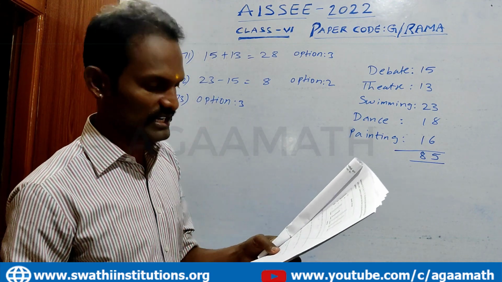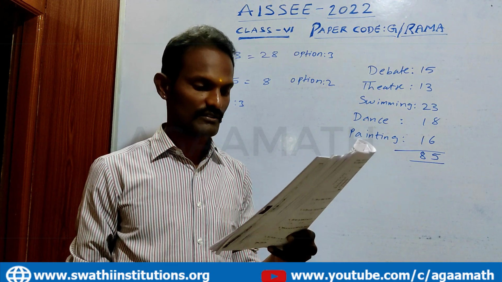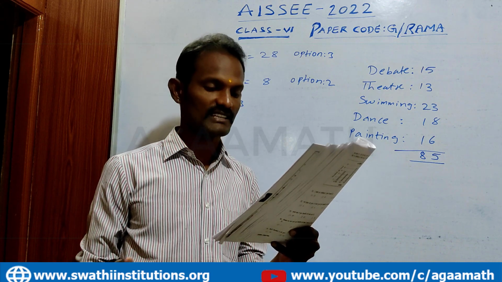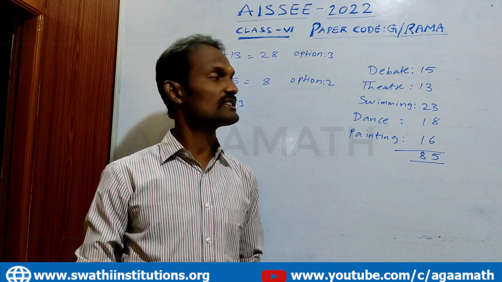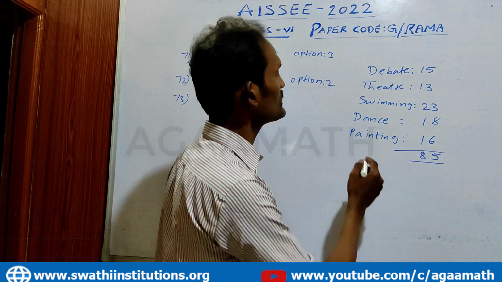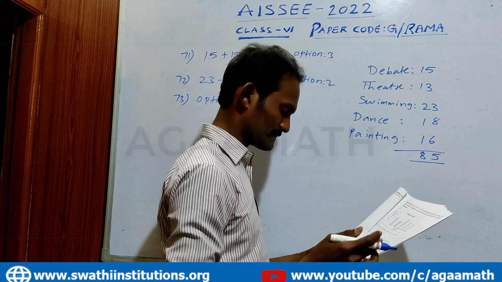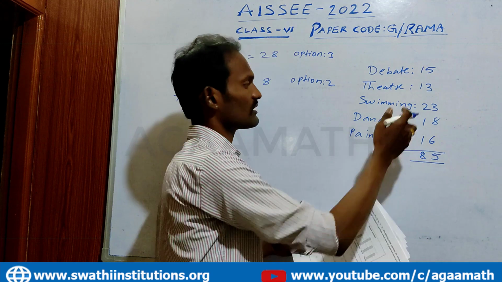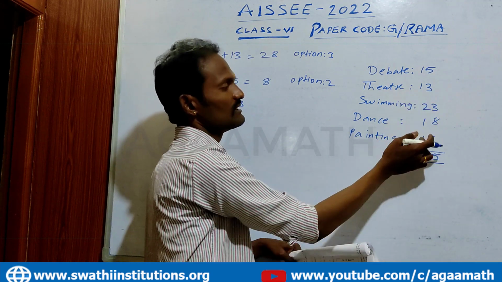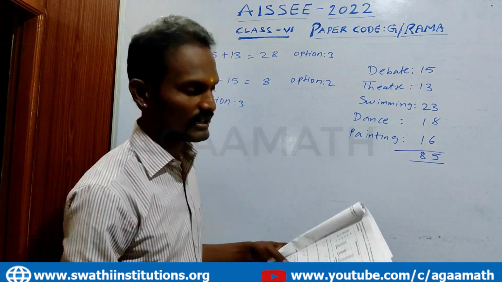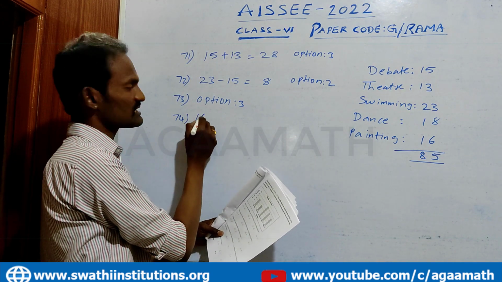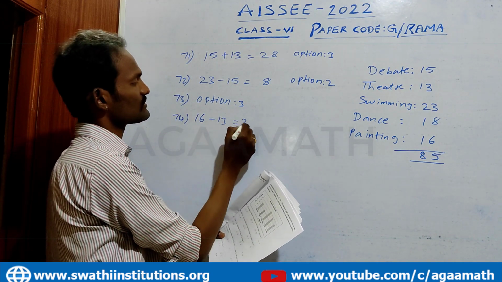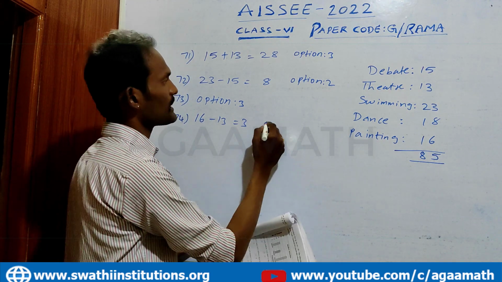The number of students who choose painting is dash more than the number of students who choose theatre. Means for theatre and painting, how many more? For theatre, that means 3 more are there. That means it is 16 minus 13, which equals 3 more. So that is option 3.